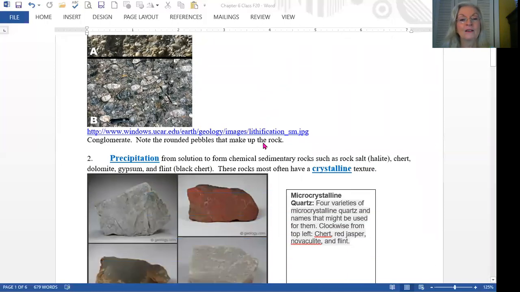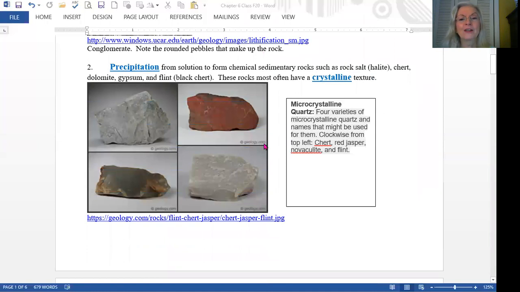Okay, moving along. So you can compact your sediment and turn it into a rock. You can also let precipitation occur. So the water can contain dissolved minerals, and when the water evaporates, the minerals settle down and form a solid rock. This type of sedimentary rock usually is referred to as having a crystalline texture. You don't normally see little individual grains in it. If you rubbed your hand over it, it would feel smooth. It has a tendency to feel very smooth.